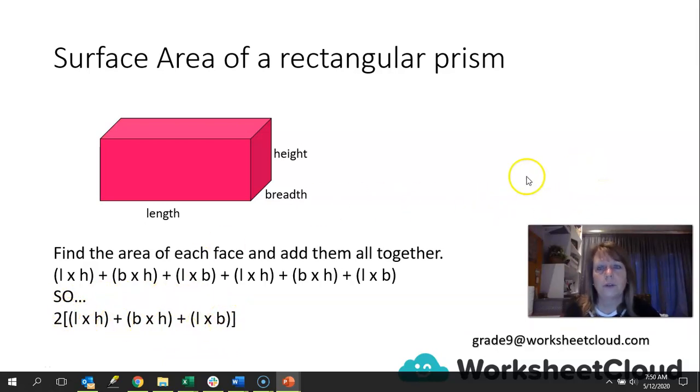So all we're doing is we're finding the surface area for half of it, and then we're multiplying it by 2. Instead of multiplying that twice, multiplying that twice, multiplying that twice, it makes this formula very, very long. So let's just simplify it, and we go length times height plus breadth times height plus length times breadth, and we double it. We multiply it by 2.